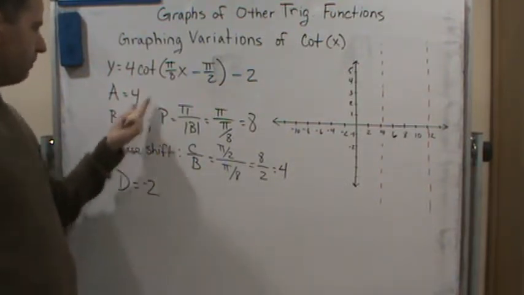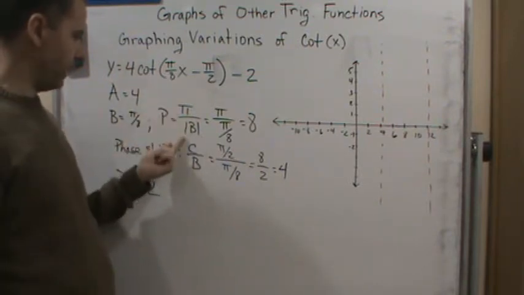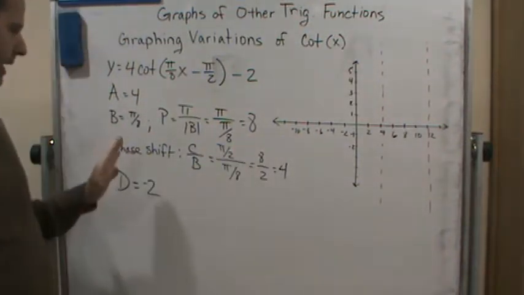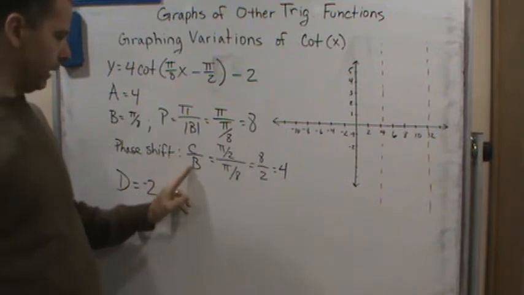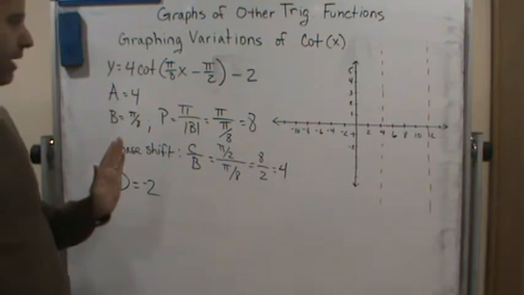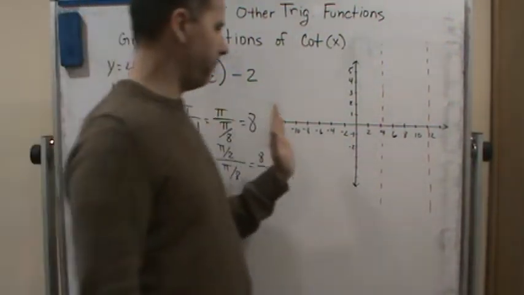And then B is pi over 8, which gives us our period, which is pi over the absolute value of B, which gives us 8. So our period is 8. Now the phase shift is going to be C over B, which gives us a phase shift of 4. That means everything from the cotangent function is going to be shifted 4 units to the right.